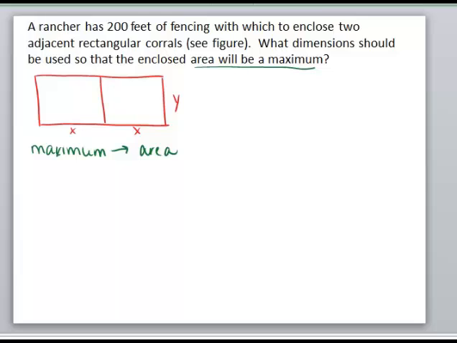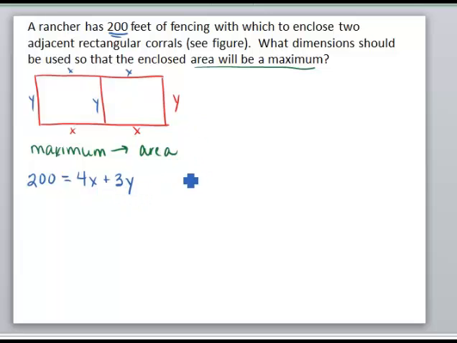The second part of my strategy is appropriate equations. Well, I know I need to use 200 feet, and what that refers to is it's telling me that I have 200 feet to cover all these red lines. So I have x, x, and y. So I have to put 4 x's and 3 y.